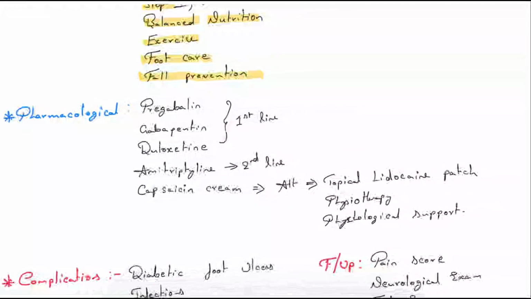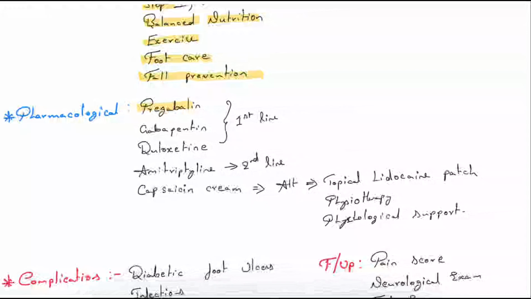Next we have pharmacological management, which is the main thing. We can start with pregabalin. For a primary case, we can start pregabalin, gabapentin, and duloxetine. First of all, whenever a patient comes with neuropathy, we can start with pregabalin.